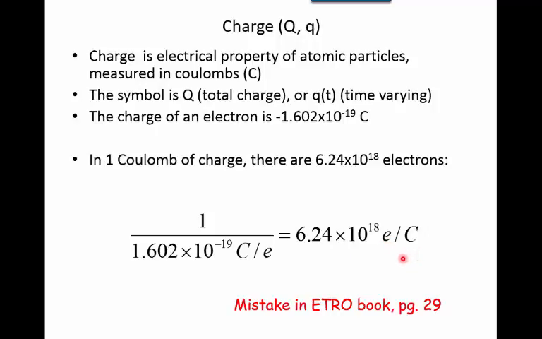It's a lot of electrons. But we don't want to talk about coulombs of charge going by. We don't want to talk about how many electrons are going by. We want to talk about how many coulombs are moving in a conductor.